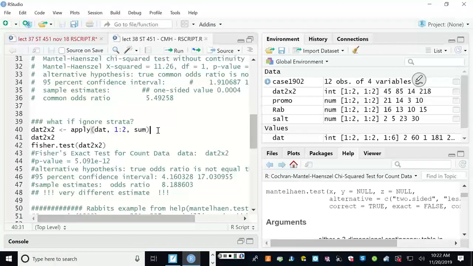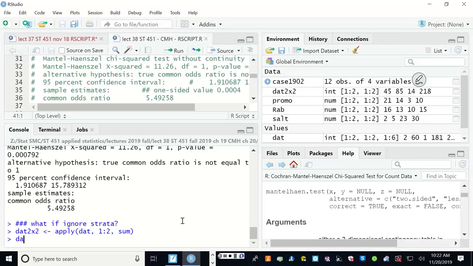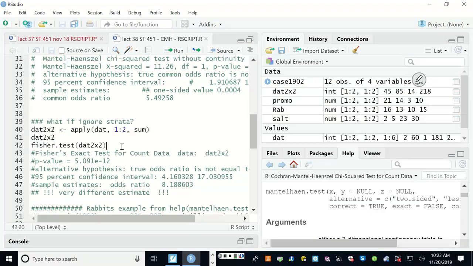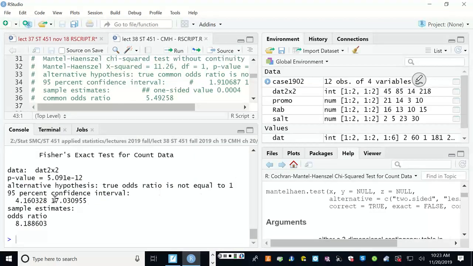Now, what if we ignore the strata, the different aggravation levels? You can summarize this over 2 dimensions, saving the first 2 dimensions, so it's adding over the third dimension. This apply function does interesting things. So our 2 by 2 data is this table: death penalty, no death penalty, and the race of the victim. If I had the labels on there, you could see what they were. But what happens if we collapse things and just do a Fisher test? Well, it's still highly significant that there's a bias.